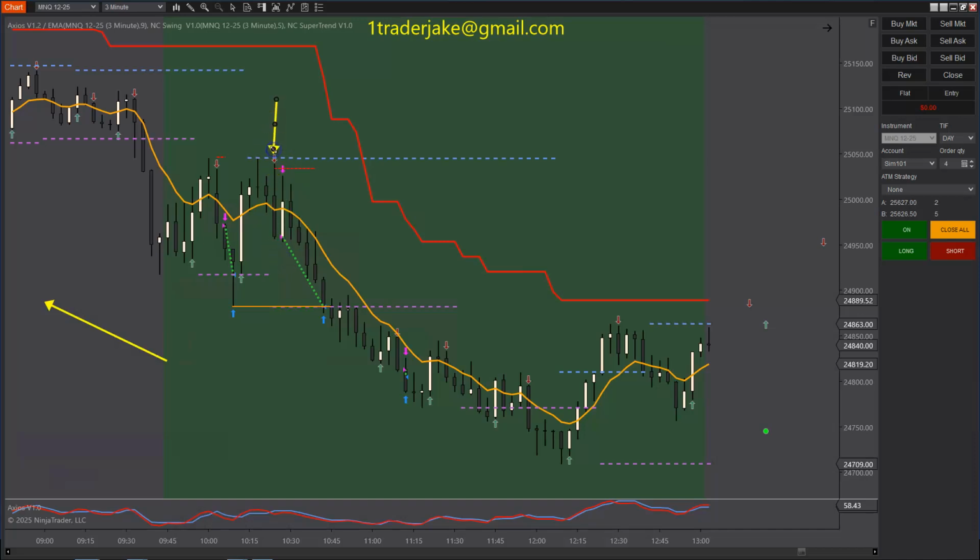That would get us into a short, but with just 1 micro, we can only have 1 target. We can't have the runner. If we had 2 micros, then we could have a trade open all the way until this green arrow here, where the trade flips to positive.